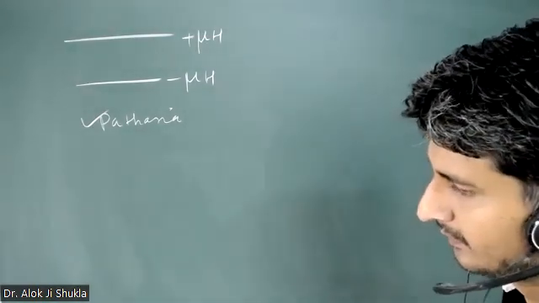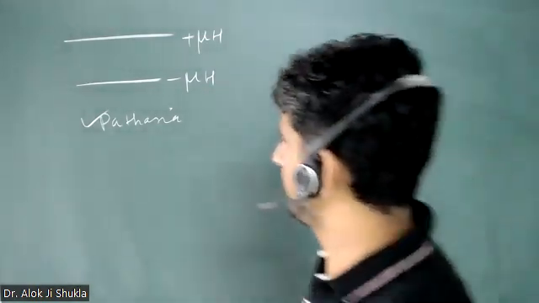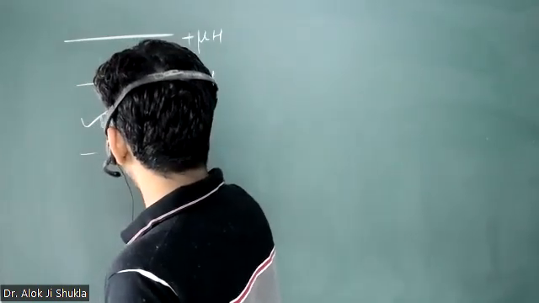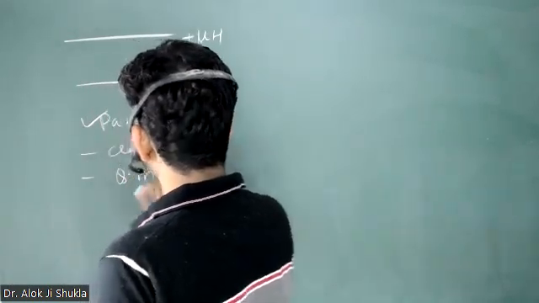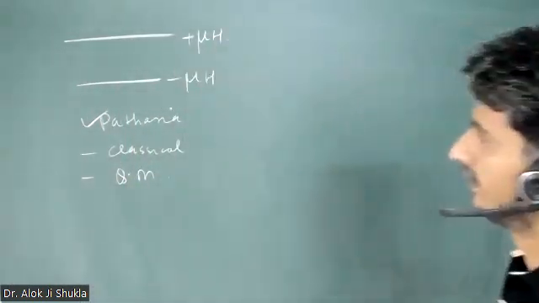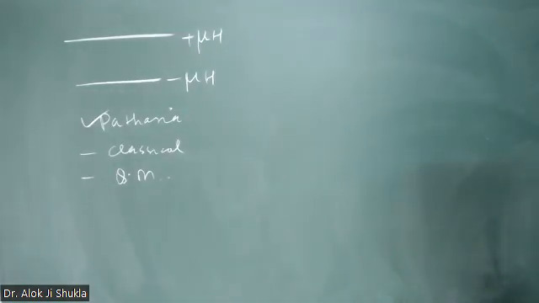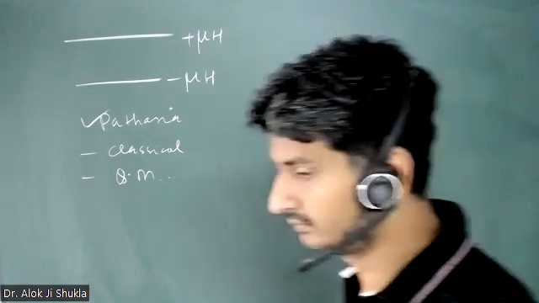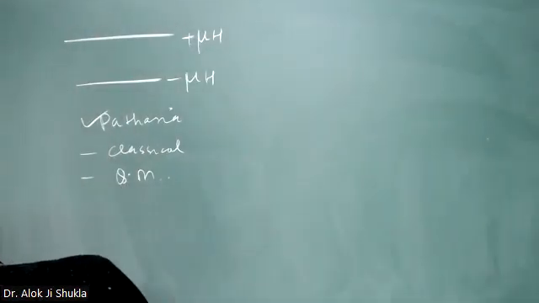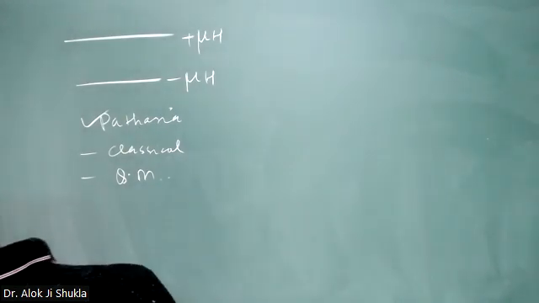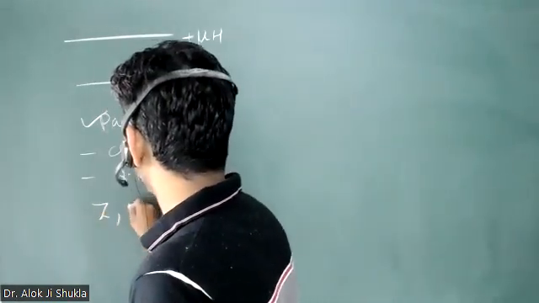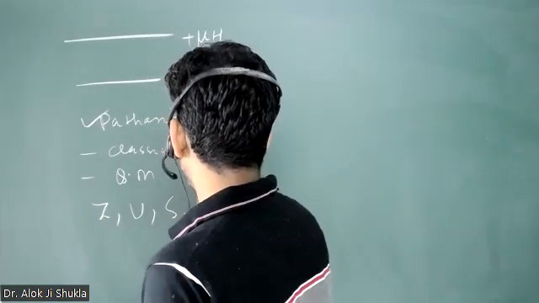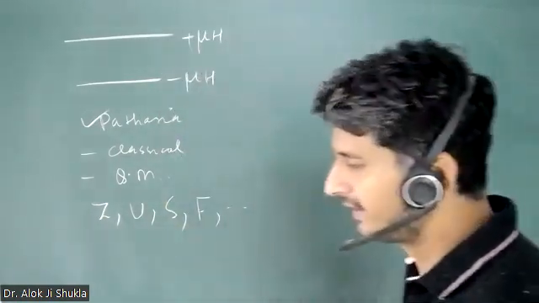So classical, and even you can see a little bit of quantum mechanics also. What happens when quantum mechanics is applied? So in that two-level system, if you remember, I was able to write Z, U, S, F, and whatnot. Everything we can write. Yes or no?